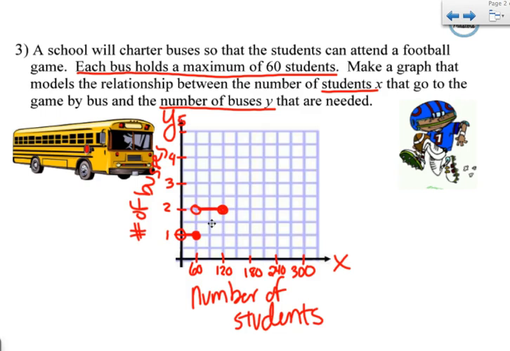But if you have 121, you're going to have to go by another bus. So we're going to hop up to bus 3. So that open circle means that is not 120, but is like 121. We're going to continue all the way for another 60 until the other bus, okay? So notice a pattern. You're going to have to keep stair-stepping. If you have a circle below it, the circle above it is open, and then you just continue for every 60 students, okay?